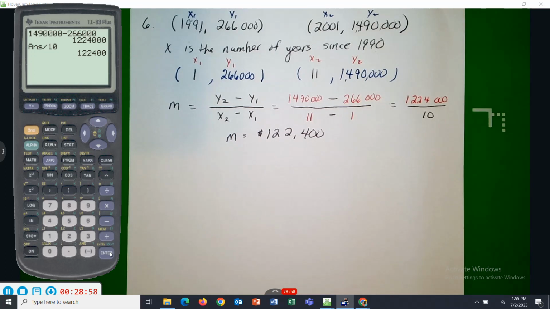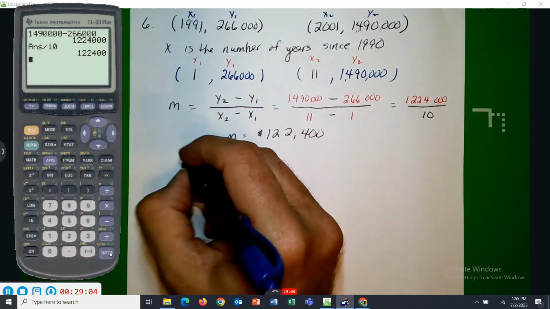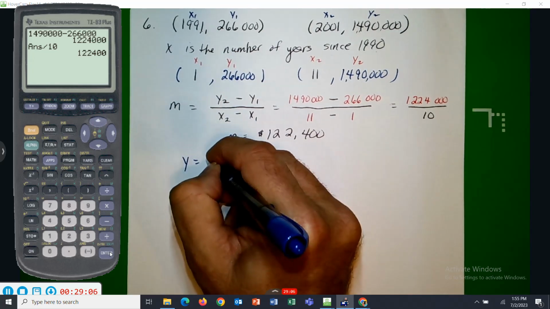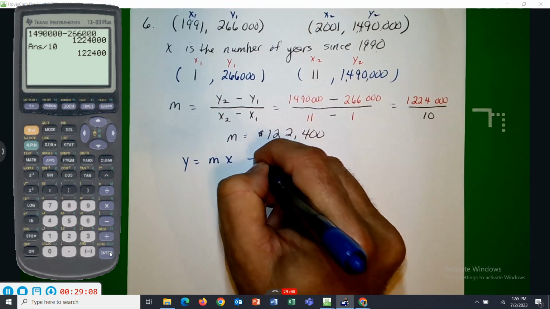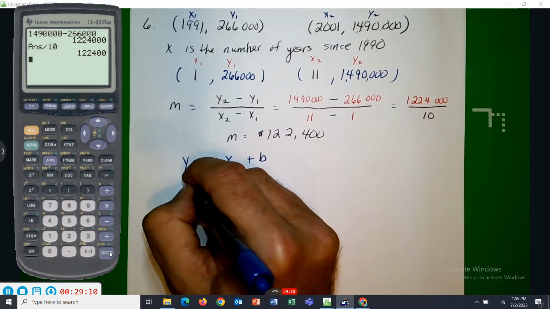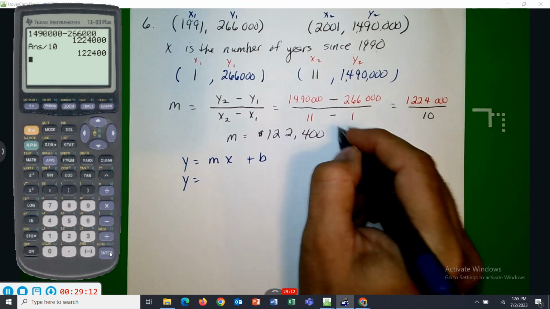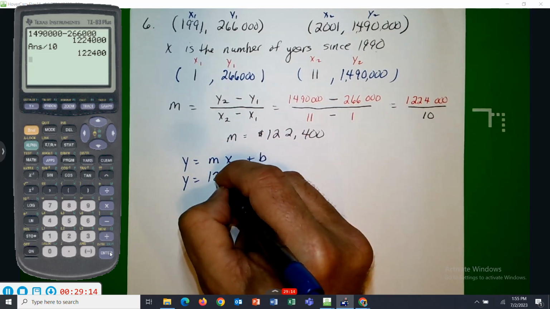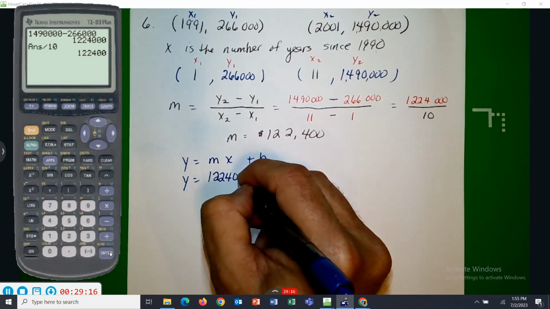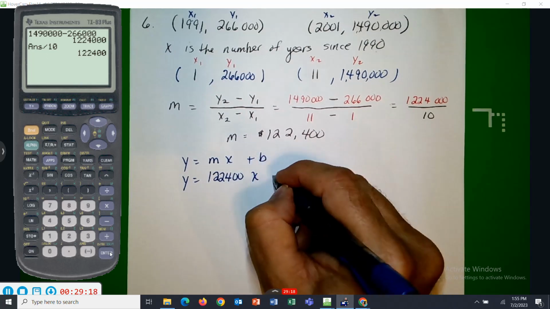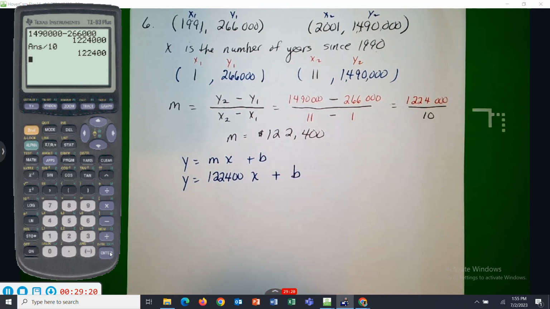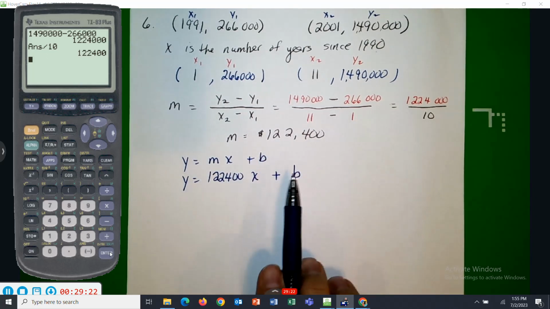But we need an equation. Y equals mx plus b. So here's our m. M is 122,400. Now we need to find b.